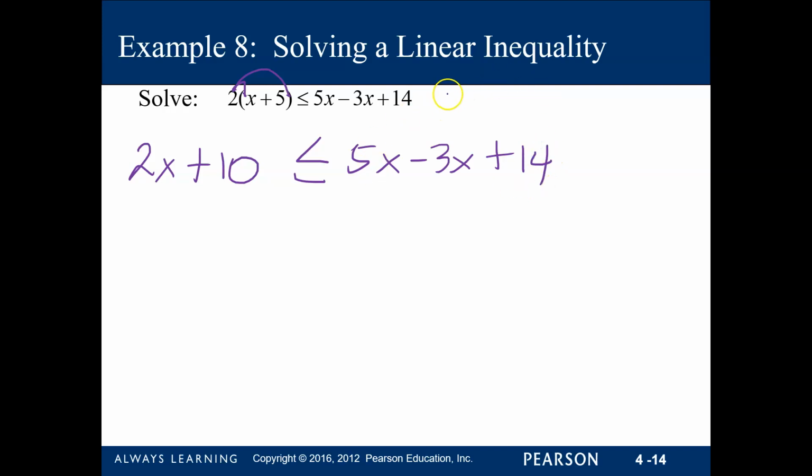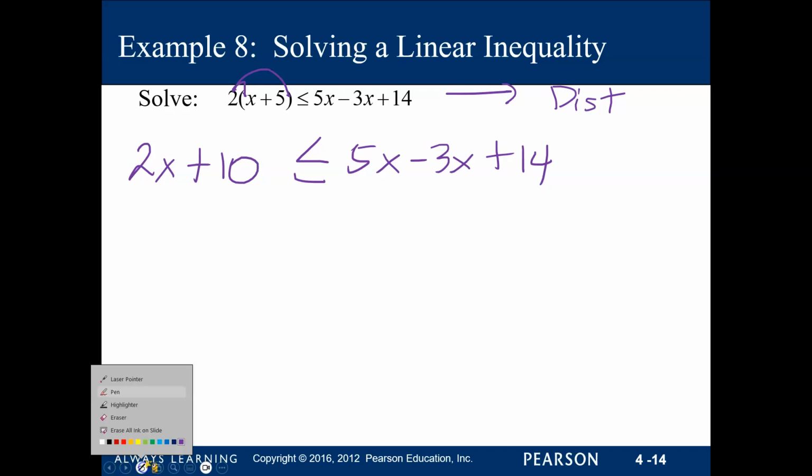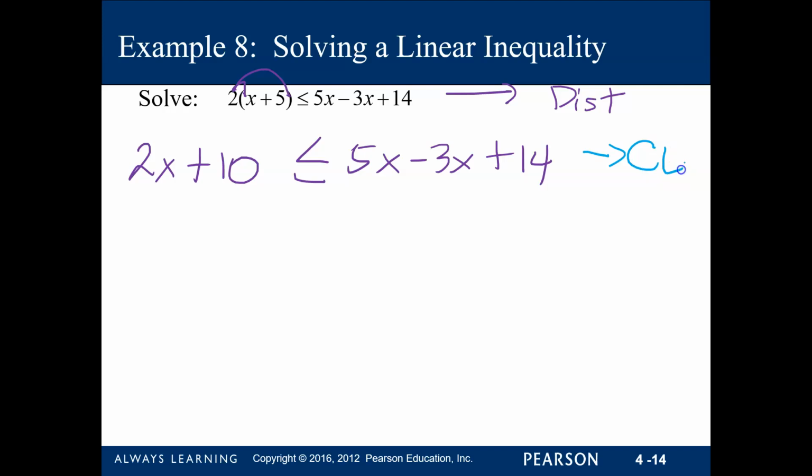All right? So always the first step is distribute. What will be the second step? Always remember, second step is combine like terms. So in this case, we have 5x minus 3x. That could be combined to 2x, plus 14. Nothing to combine on the left side, so that stays as it is.